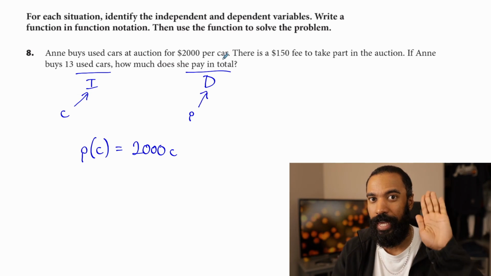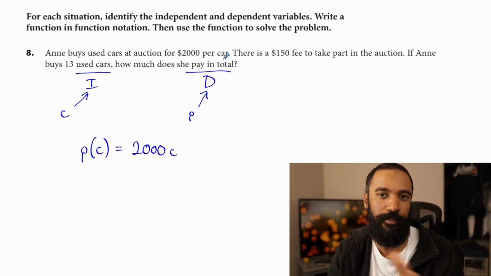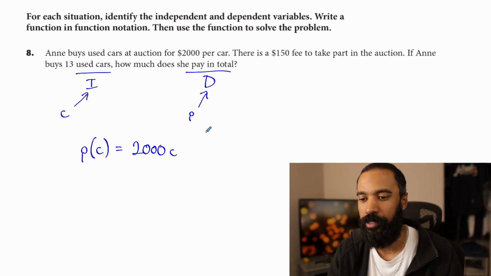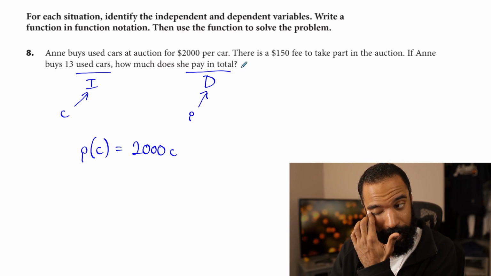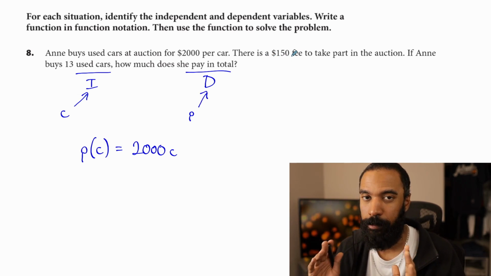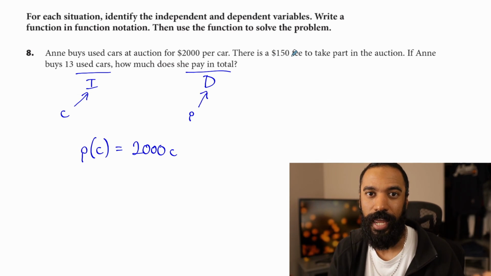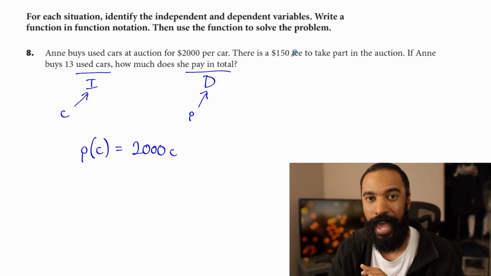She probably sets her thing at $2,000. I want $2,000, and she never goes up from there. It's fixed price. Boom. That makes sense. Maybe she doesn't buy some of the cars there because she gets outbid. But okay, $150 fee to take part in the auction. Just for going into the auction area, she has to spend $150 to enter.